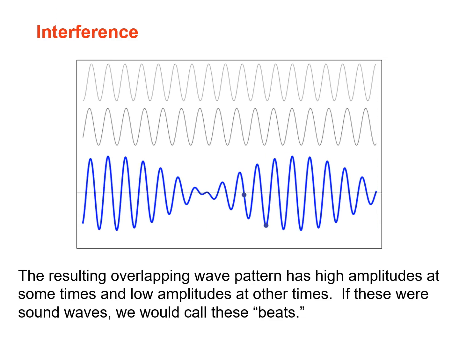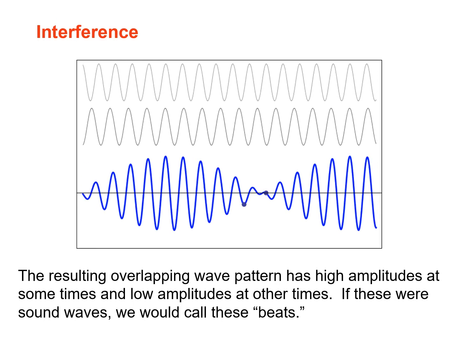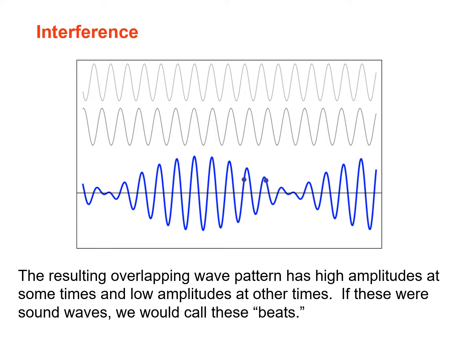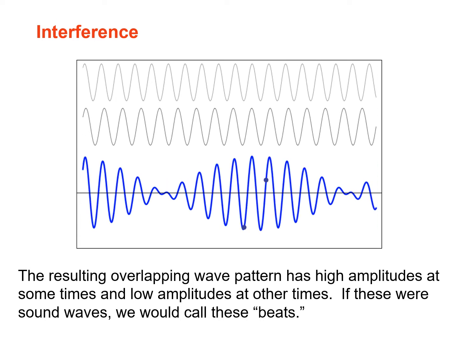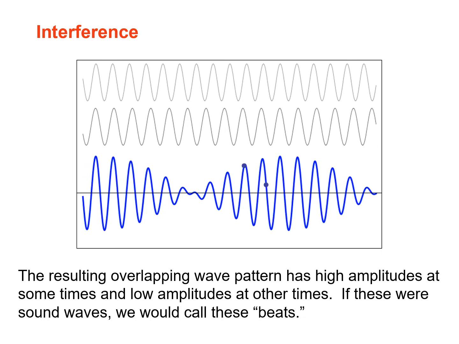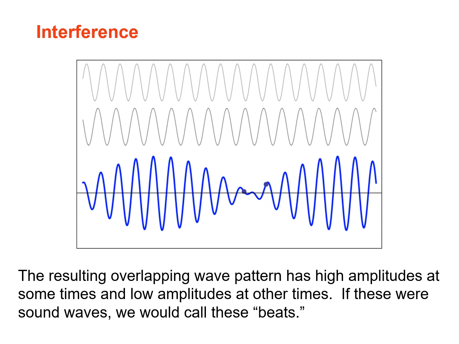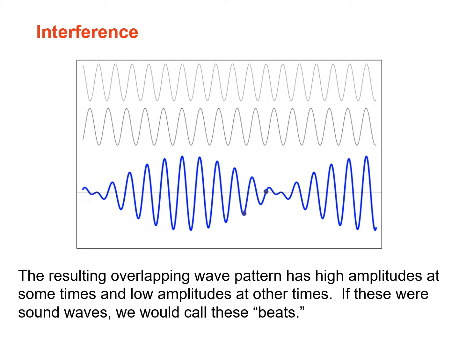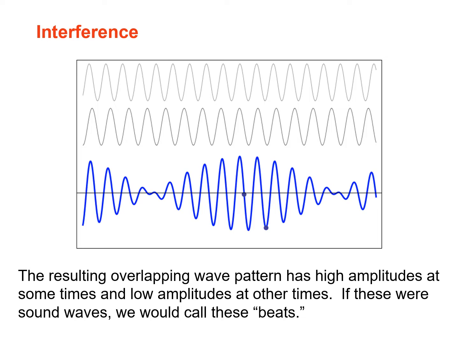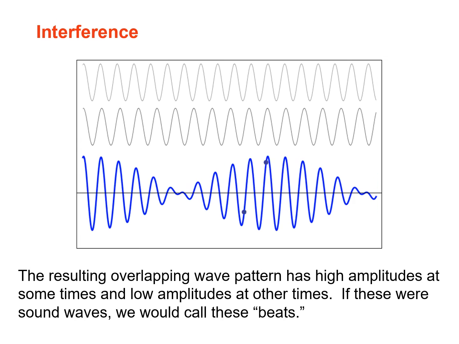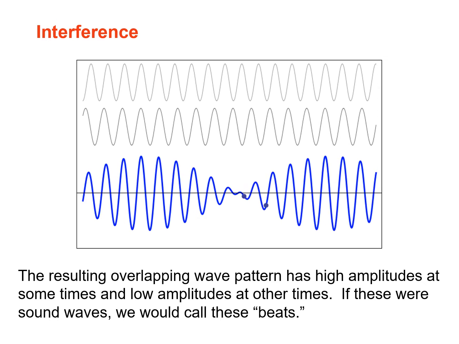The resulting overlapping wave pattern, shown in blue at the bottom, has high amplitudes at some times and low amplitudes at other times. In other words, when there's constructive interference, you get a high amplitude. When there's destructive interference, you get a low amplitude, very low wavelength, wave height. So if these were sound waves, you would hear this sound that goes whum, whum, whum, whum. Those are called beats.